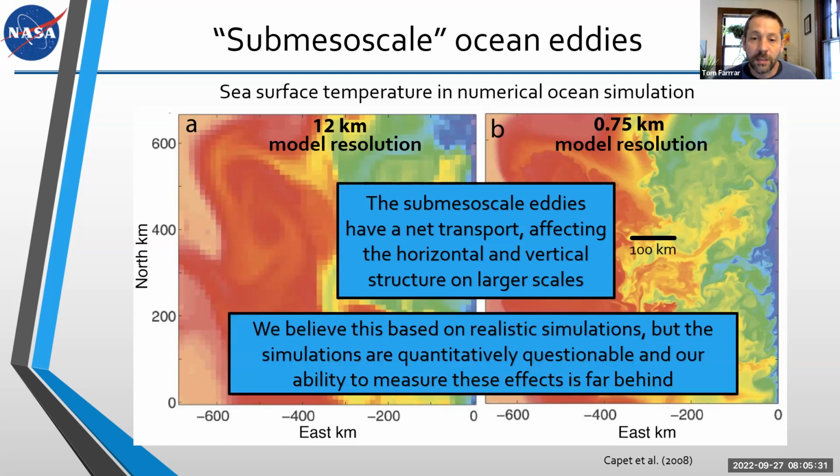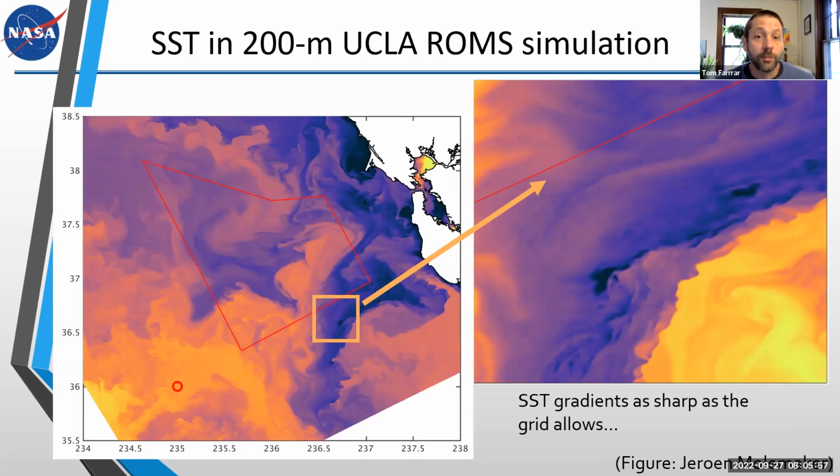So we believe that the sub-mesoscales have an important role in the ocean based on these simulations, but the simulations are really quantitatively questionable because a lot of what we're looking at are right at the limit of the resolution of these high resolution models. In fact, as we continue to increase the resolution of these simulations, we continue to see SST gradients that are as sharp as the model resolution allows. So this is from the latest incarnation of the UCLA ROMS simulation. And you can see that really down to the grid size, we have very sharp SST gradients and formation of fronts.